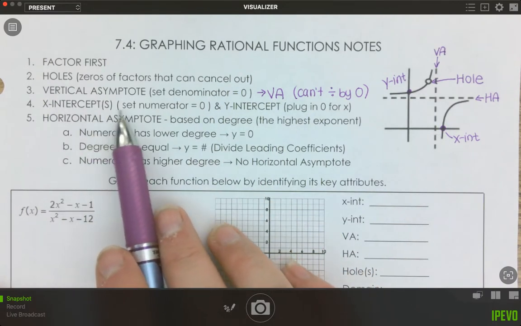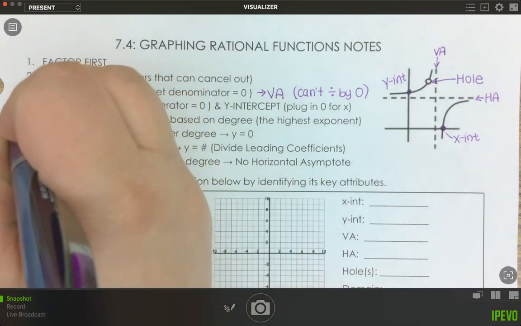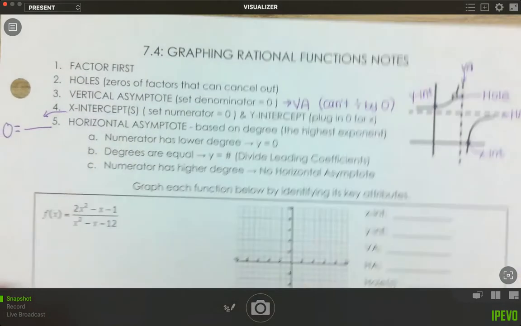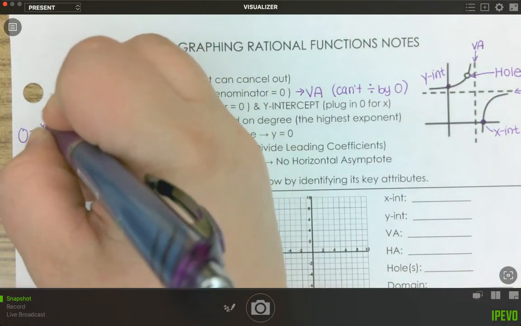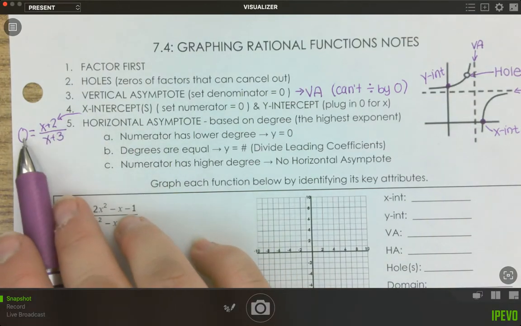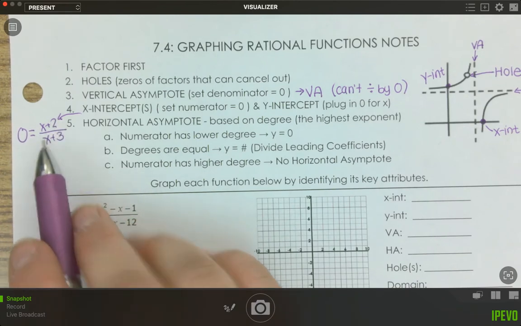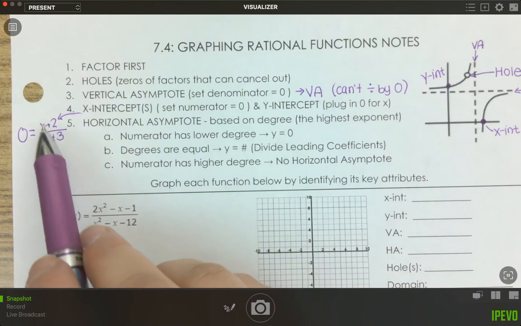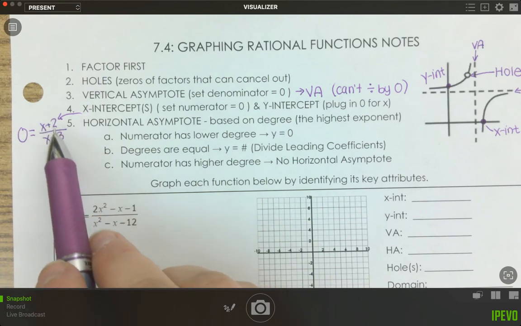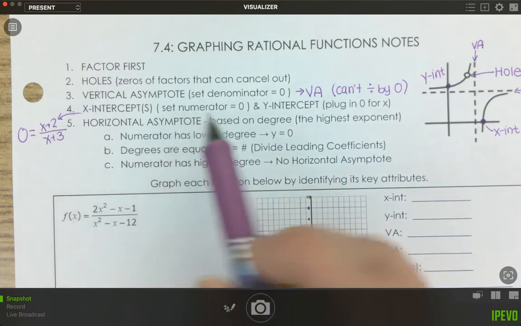And then we have our x-intercepts. If you want to find the x-intercept, that means that you have 0 equals the whole thing. I'm just going to say 0 equals x plus 2 over x plus 3, for example. The x-intercept means that y becomes 0, so you want to figure out what makes this whole thing 0. It turns out you don't care about the denominator, because if this turns into 0, it doesn't matter what goes on the bottom. 0 divided by anything is 0, so you're really just setting the top part equal to 0.